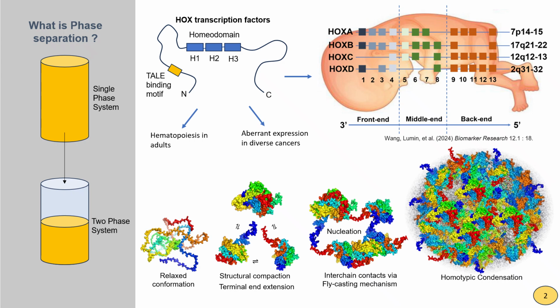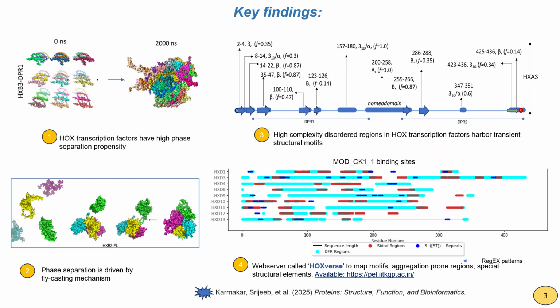mobility and boundary retention. Our key findings are: 1. Hox transcription factors have high propensity to phase separate. Second, phase separation takes place via fly casting mechanism, which is the interaction of the terminal ends of individual chains. We also found that short linear motifs in the disordered regions form transient folded structures, possibly indicating towards recognition sites for sequestering other proteins in the cluster.